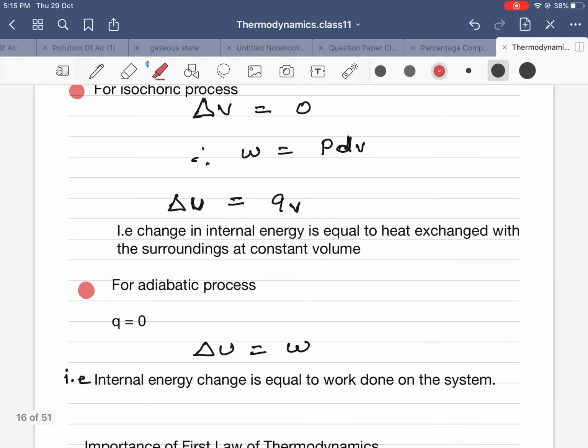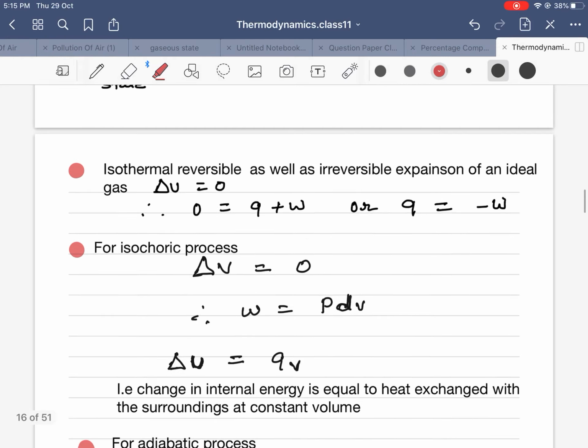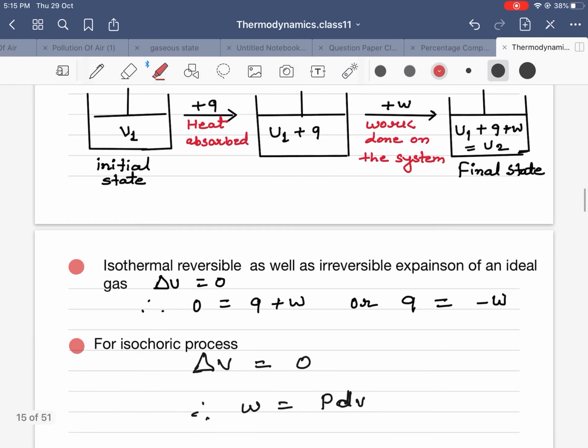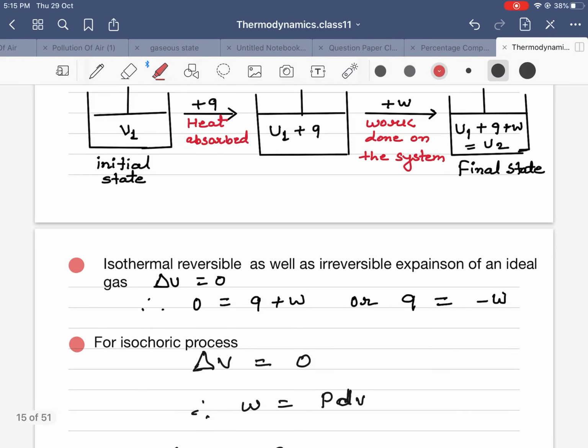During an isothermal process, delta U is equal to 0 and Q is equal to minus W, because internal energy of an ideal gas is a function of temperature. Hence, for an ideal gas undergoing an isothermal change, delta U is equal to 0. In this case, that means the heat absorbed by the system is equal to work done by the system.